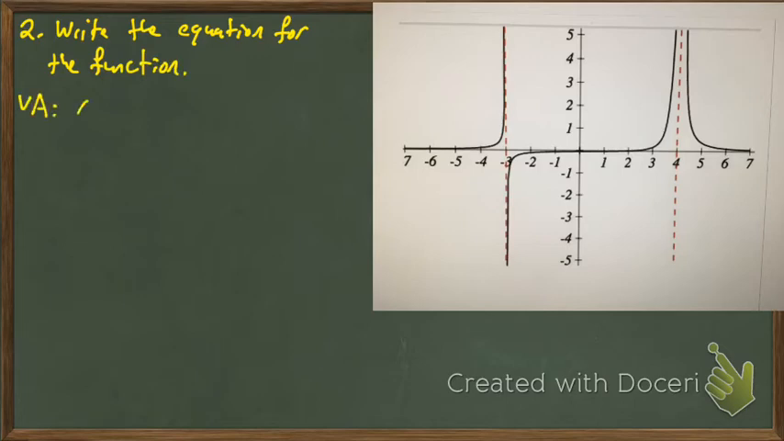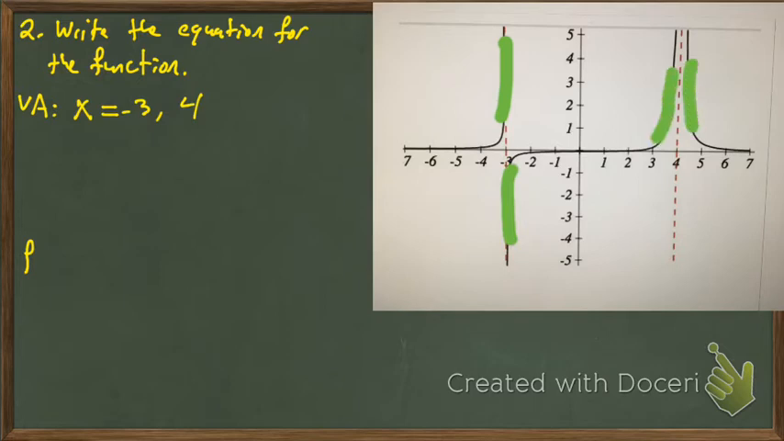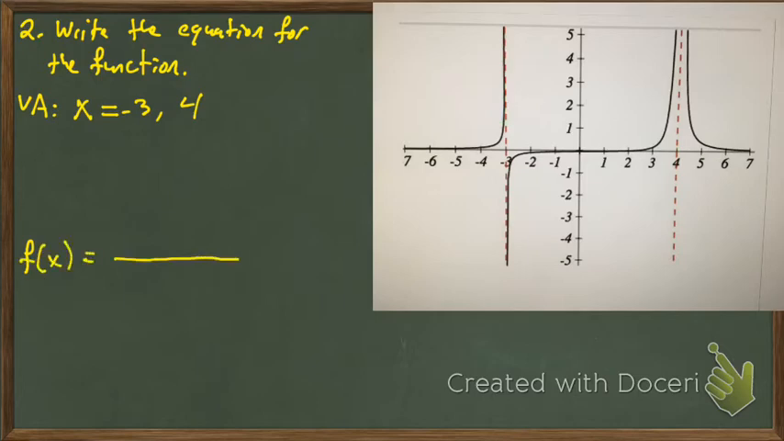Your vertical asymptotes appear to be -3 and then 4. At -3, you see one goes up, one goes down, so the exponent's going to be 1. At the 4, you see how both are going up in the same direction, so we'll have a square on that factor. In the denominator, the factor for the -3 will be x plus 3, and the factor for the 4 will be x minus 4, and because both branches are going up, we're going to get a square.